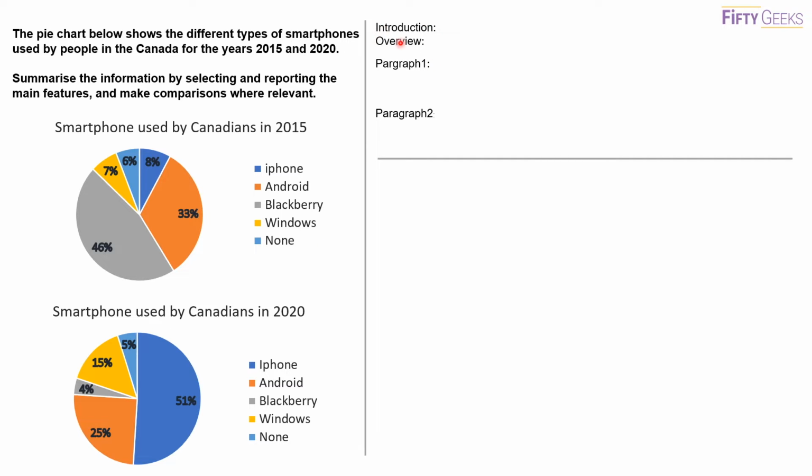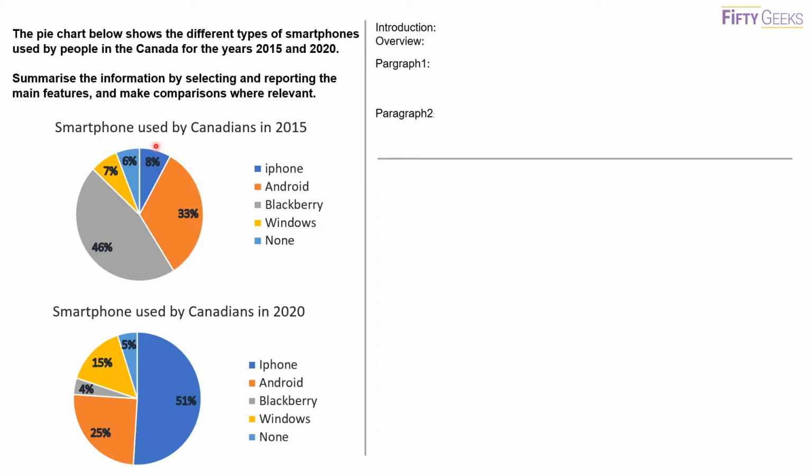In the introduction paragraph, we will paraphrase the question, and in the overview paragraph, we will write about the overall trend or the most noticeable features in the given pie charts. And for the body paragraphs, we will first analyze the graph, then we will plan how to group the information for body paragraphs. In the first body paragraph, I will group information about the smartphone users with the highest percentage.